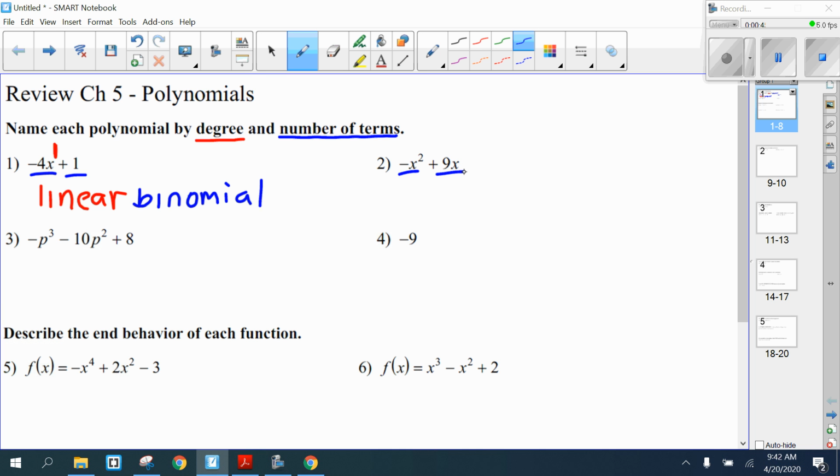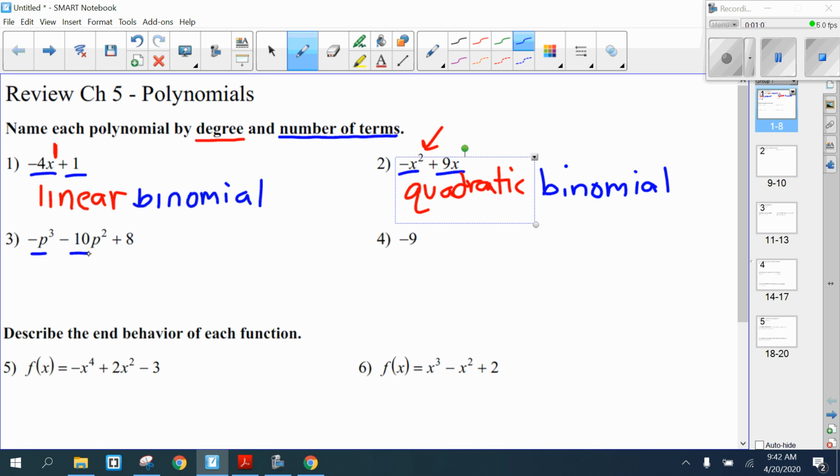For problem number 2, you can see this one's also a binomial, 2 terms. But the degree is 2, and a degree 2 polynomial is called quadratic. And so we have a quadratic binomial.